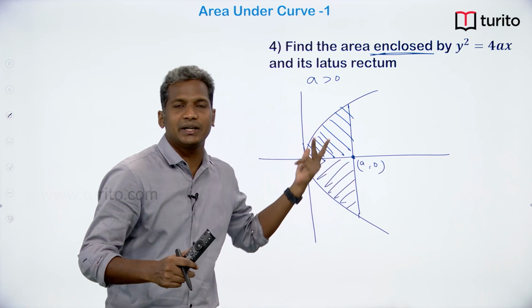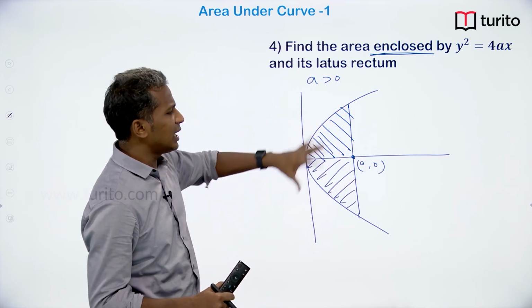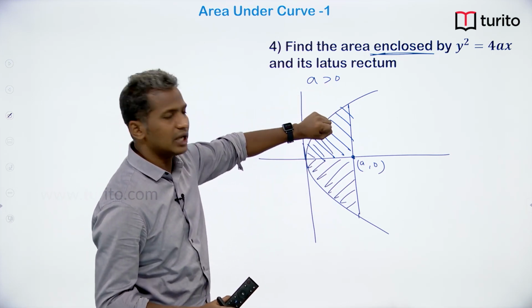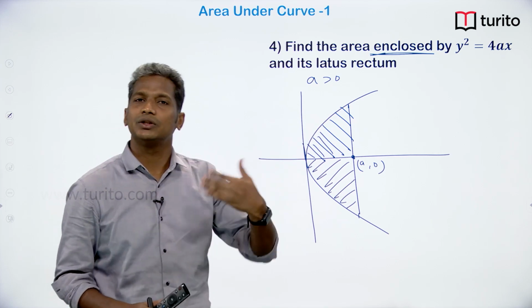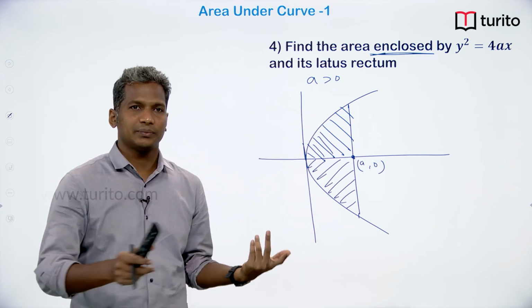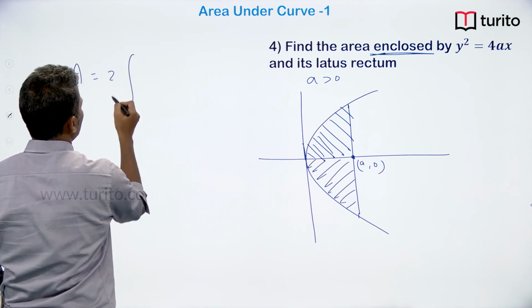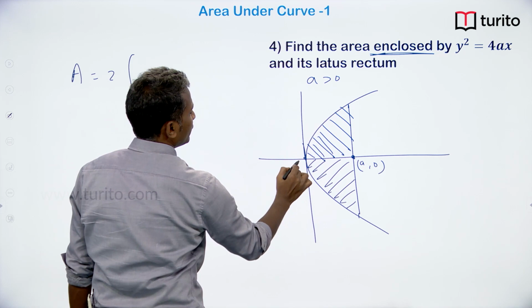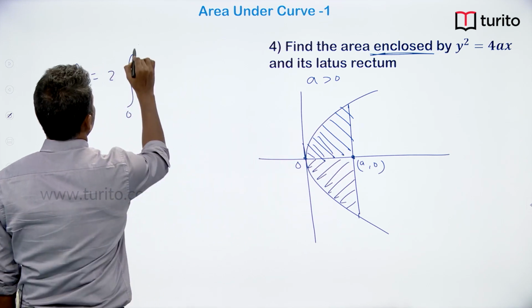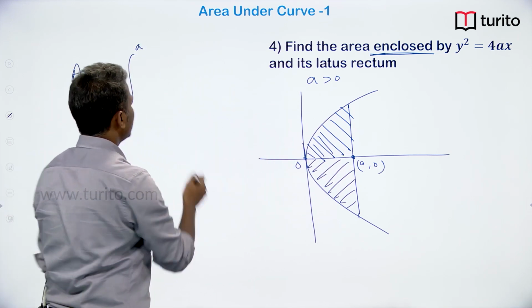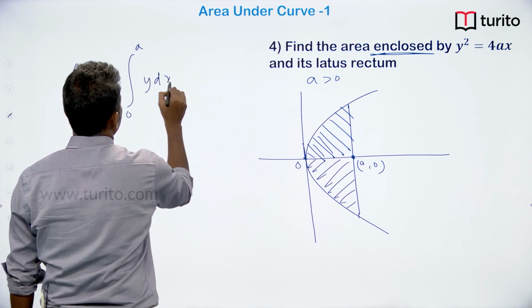Why? Because there is symmetry. So to find the area of the entire region, I will just find only one region and multiply that by 2, which will give me the required area. So here we can say that area is equal to 2 into the integral from 0 to a, with respect to x, so it becomes y dx.